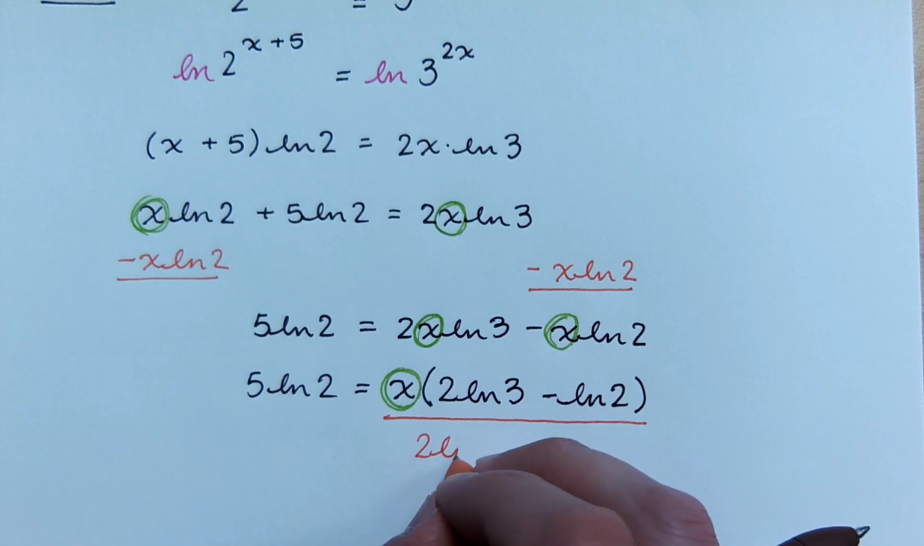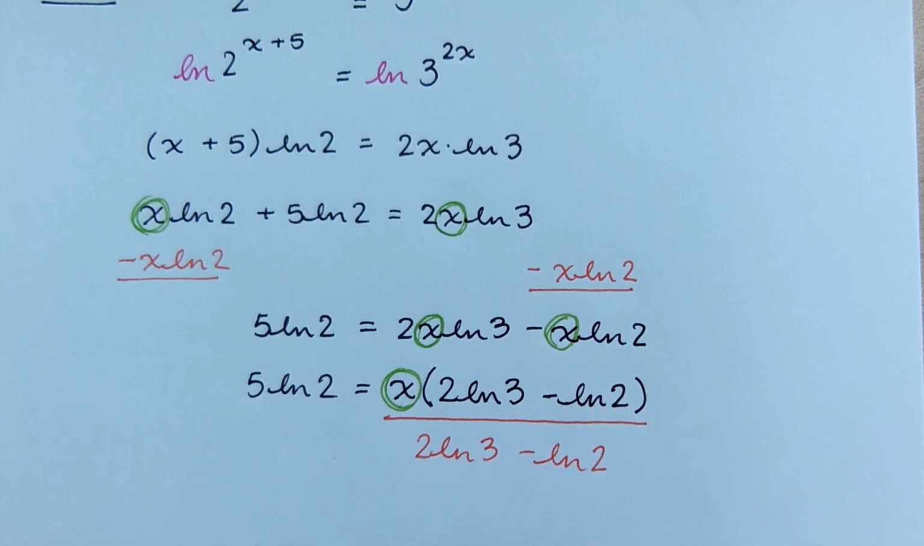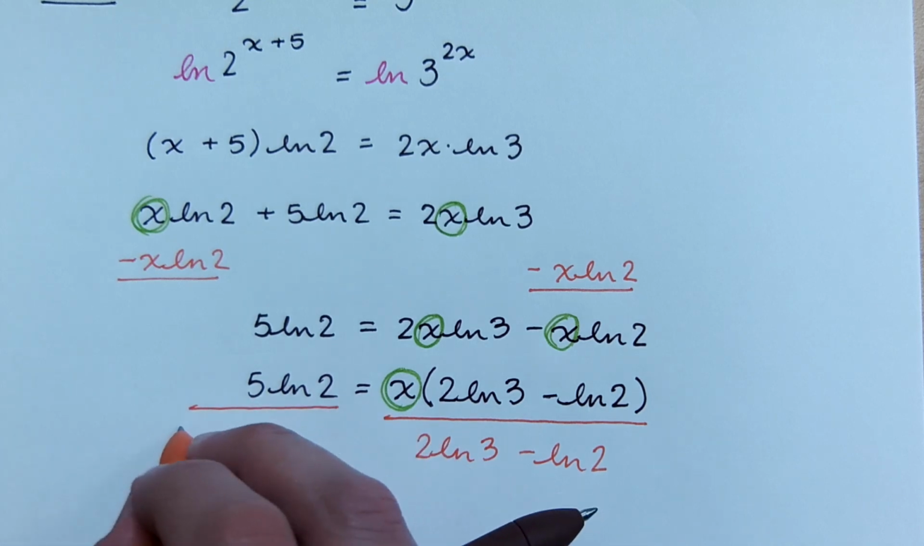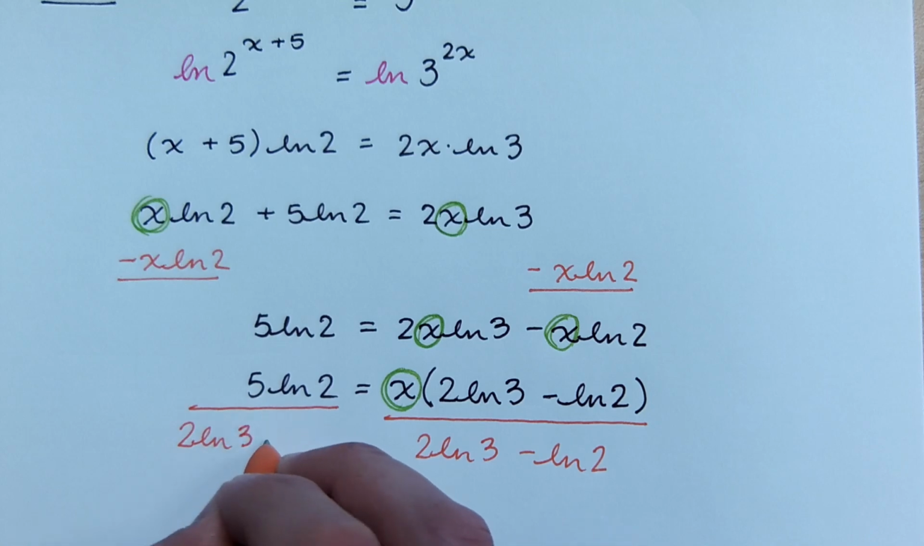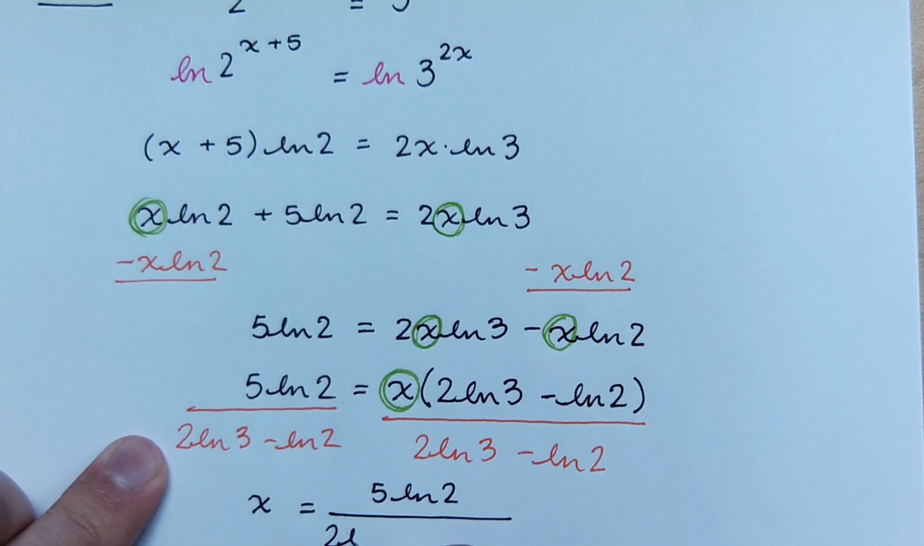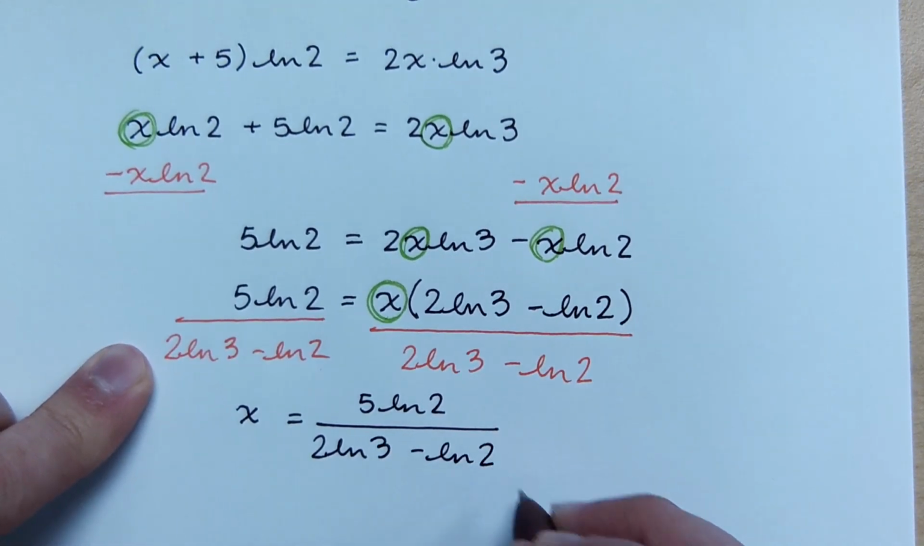So I divide both sides by that factor, 2 natural log of 3 minus natural log of 2, and do it on both sides. Right? And now you know me, I like to write my x on the left side. I have 5 natural log of 2 over 2 natural log of 3 minus the natural log of 2.